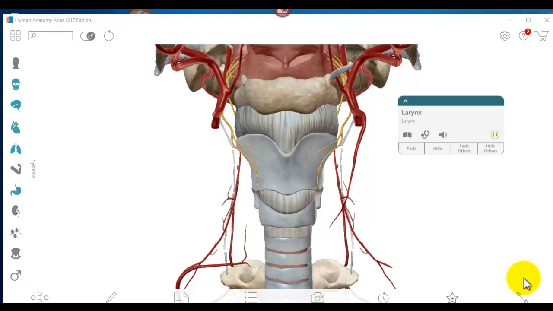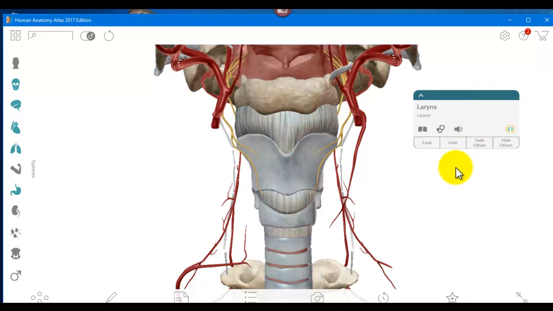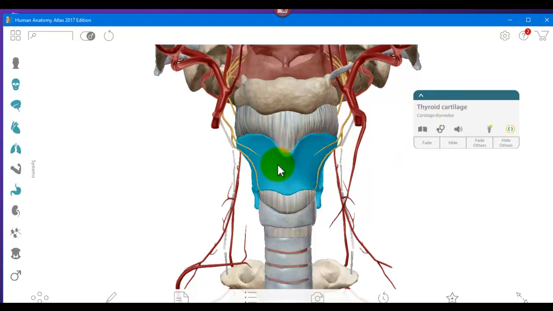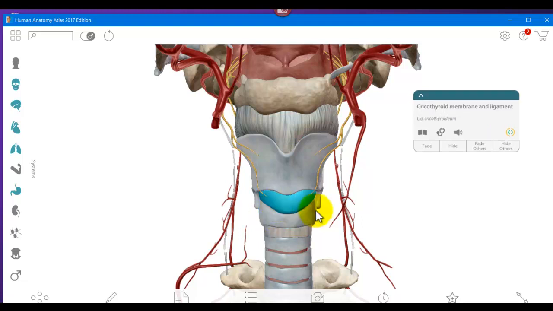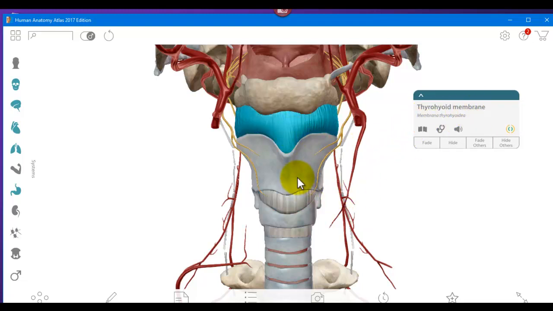Okay, here is a good computer illustration of what are called the laryngeal cartilages, the cartilages of the larynx. Up here, thyroid cartilage, so I can highlight that. Here is the cricoid, and there's that ligament I was telling you about. This is the cricothyroid membrane and ligament. And then I'm going to click on this, thyrohyoid membrane.